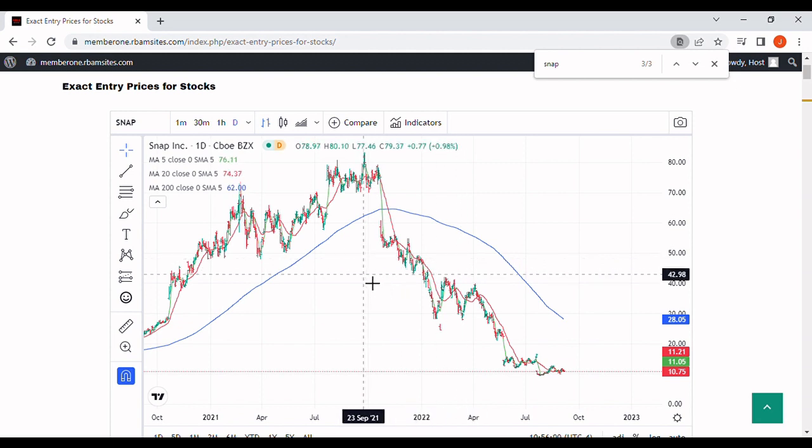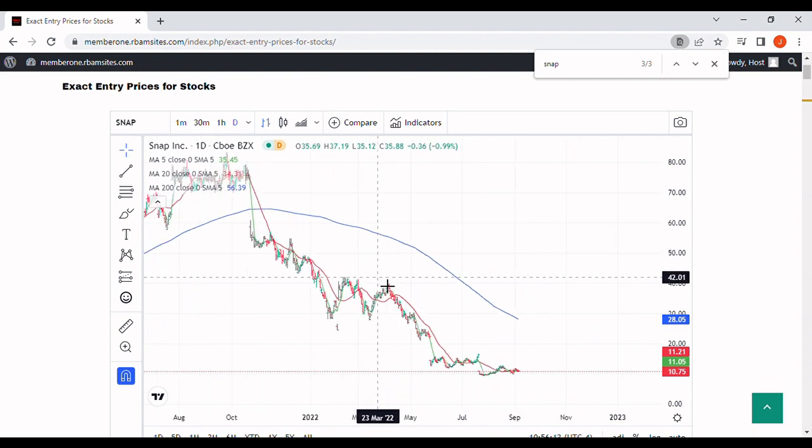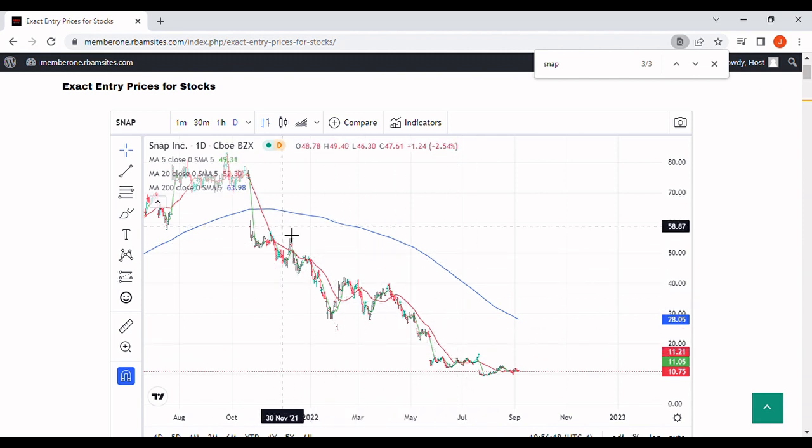We can see we made our highs back here in late September of 2021. We had a huge gap from about 72-ish, 73-ish to 60, and we broke below the 200-day moving average. That put us firmly in a bear market where we've been ever since. And this is a great little view of this chart.